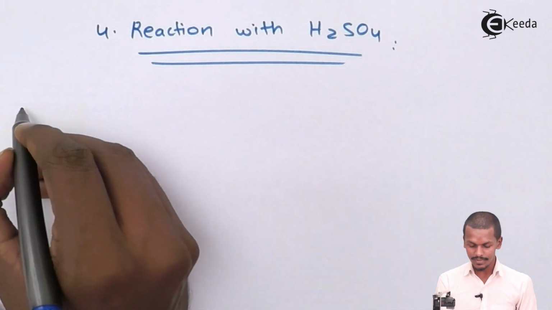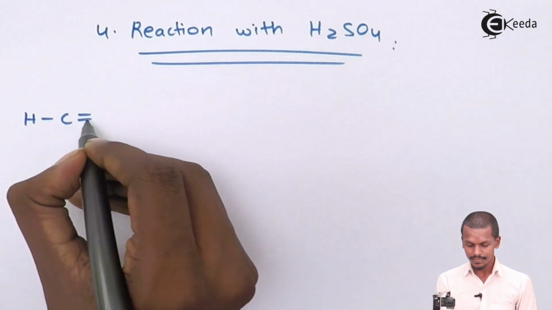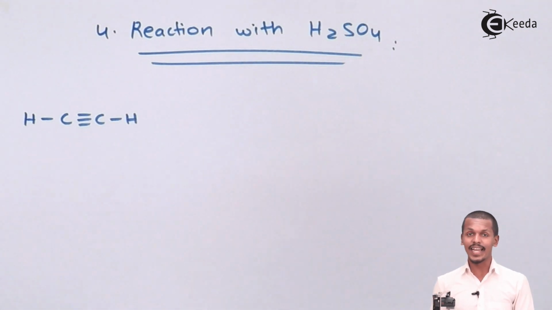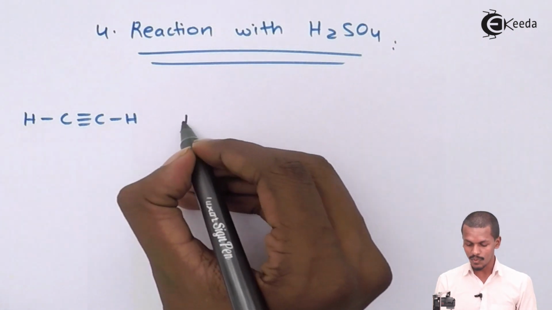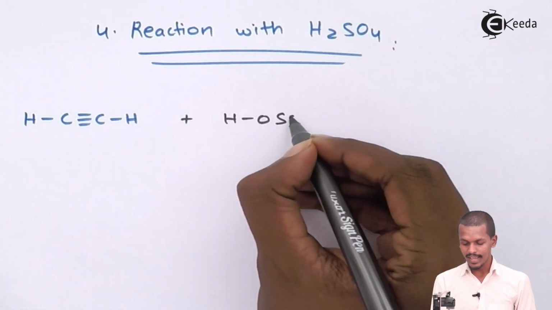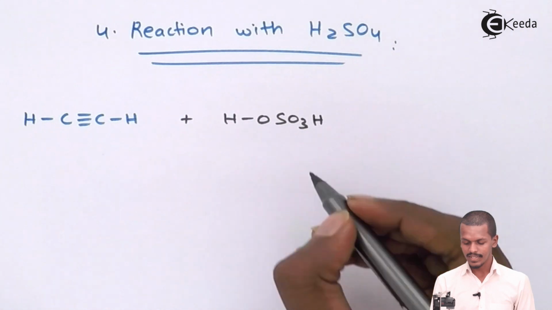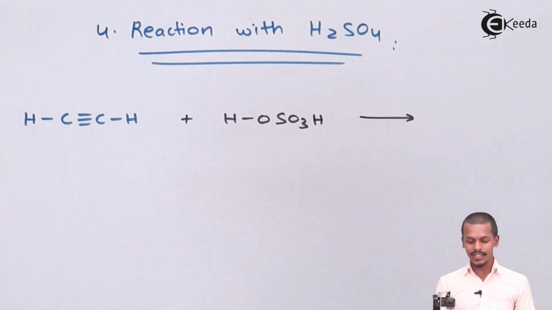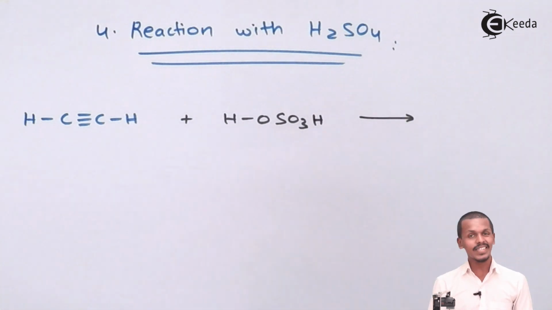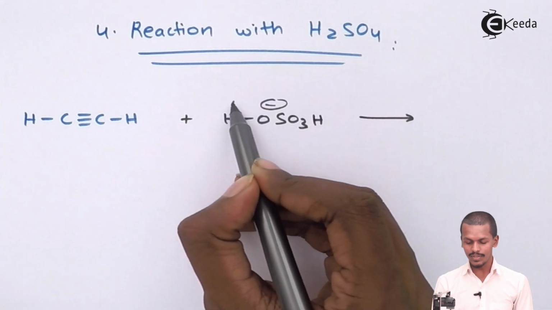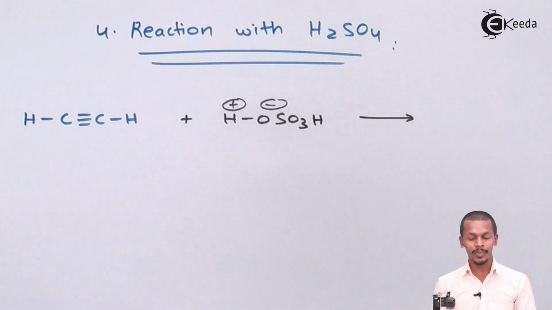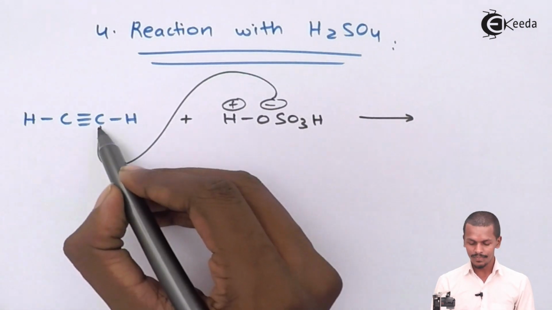So ethyne could be written as this, and this ethyne should be reacted with sulfuric acid, and that sulfuric acid can also be written in this form, that is HOSO3H. So this is the sulfuric acid that we have, and suppose the reaction occurs here, what will happen is, because it is a symmetrical alkyne, the negative part of the reagent, that is this one, would attach on either carbon atom of the carbon-carbon triple bond.